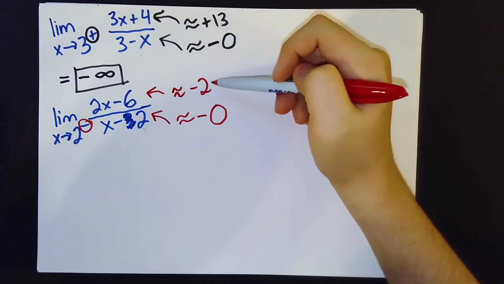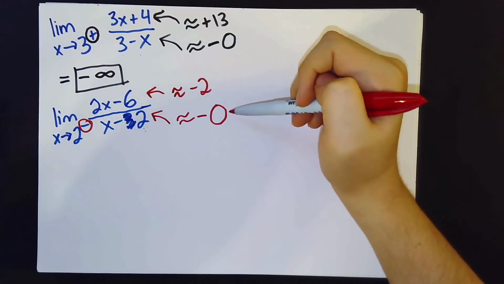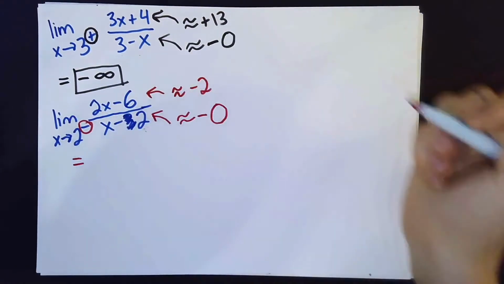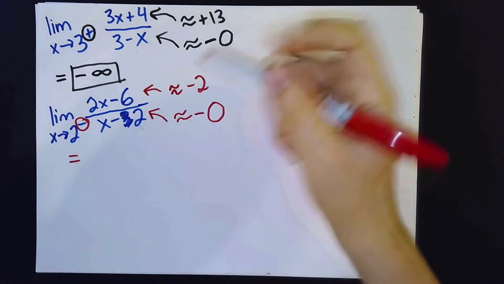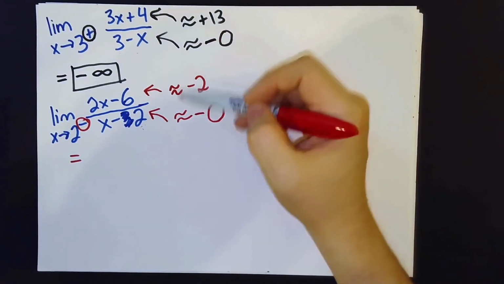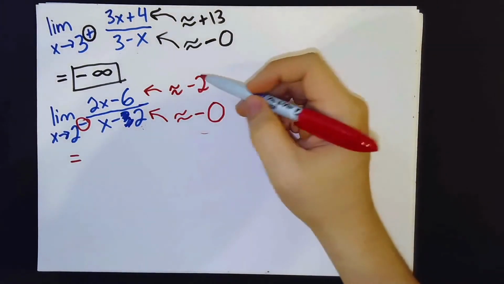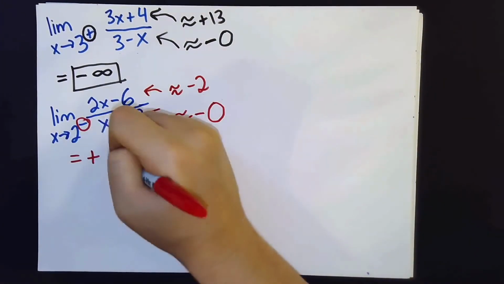And so the numerator is going to be about negative 2. The denominator is going to be about negative 0. And so that means that this limit is in fact going to be positive. And because it's a non-zero number over a 0 number, it's plus infinity or minus infinity. And so since it's positive, it is definitely plus infinity.